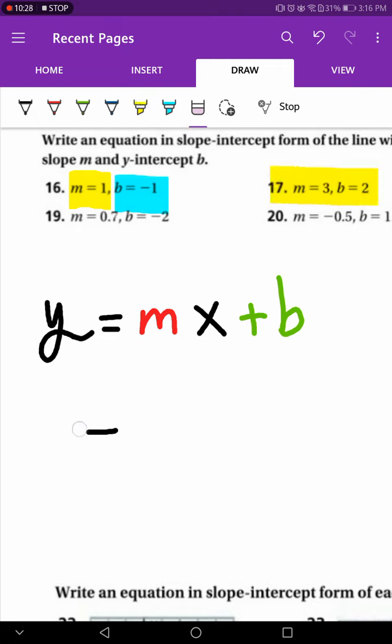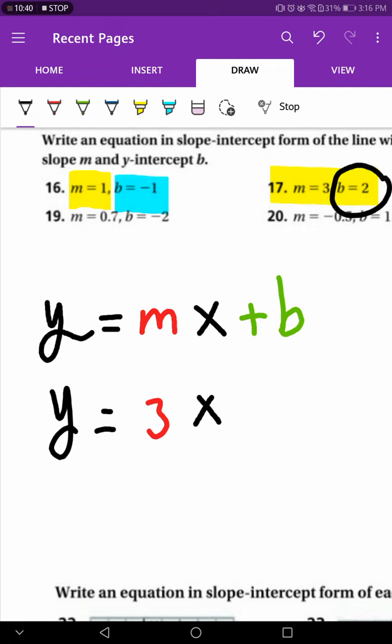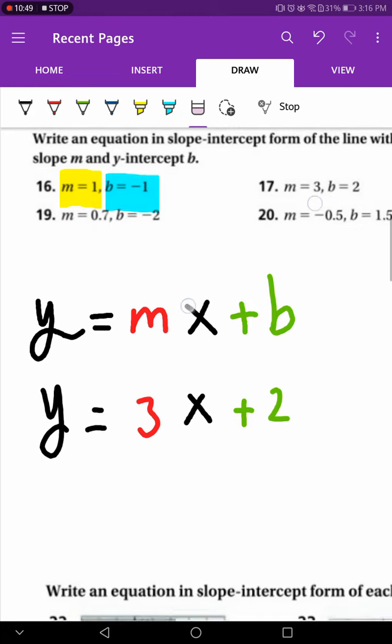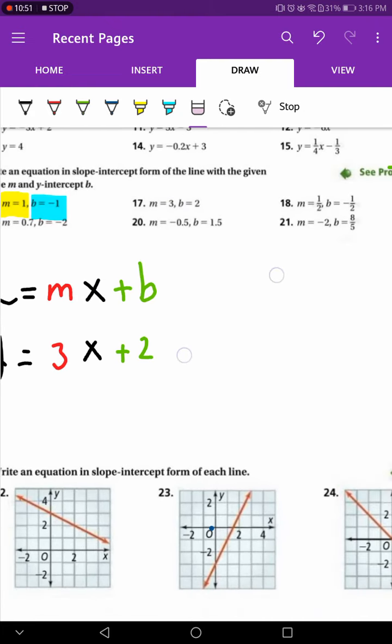I will erase this. So the m is equal to 3. So y equal 3x plus b, which is plus 2. We are done. Are you happy? I hope so. Now let us check the other.